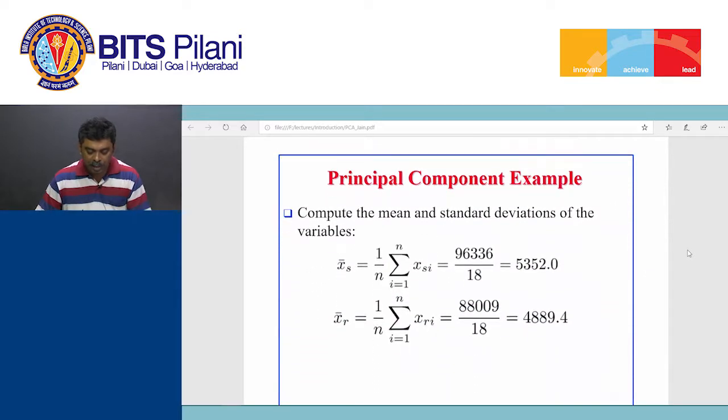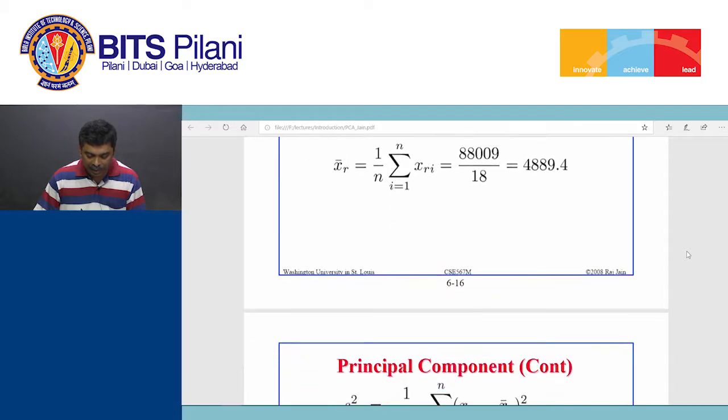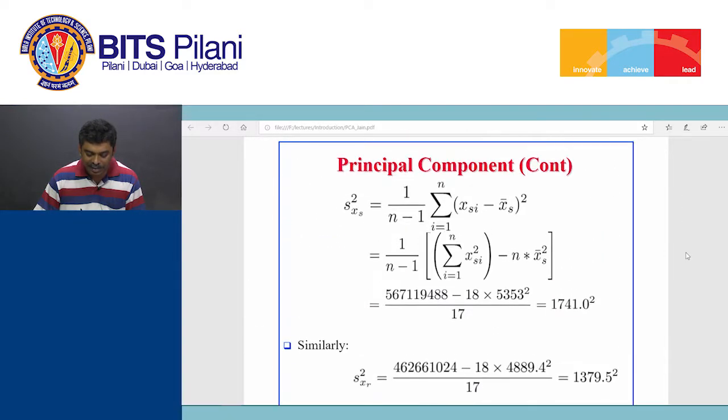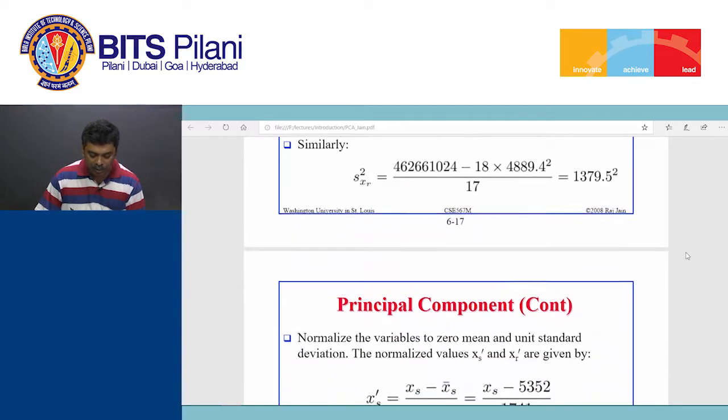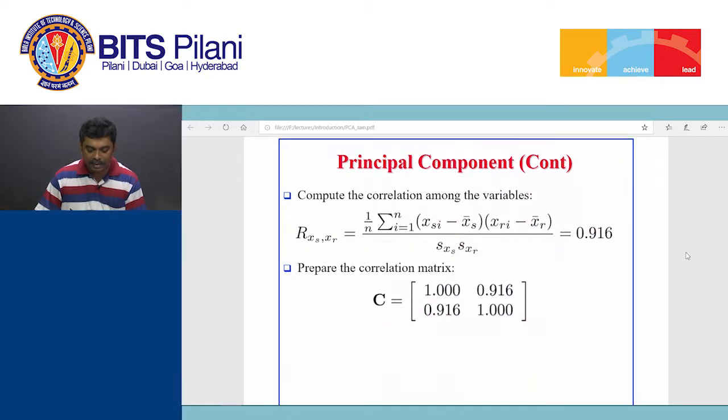Okay. So we have done all that for both X and S. Compute the standard deviation, right? I mean, these are very simple processes, right? The formula for standard deviation, I'm going to go through these quickly. Now, we did that normalization, right? And then you compute the correlation.